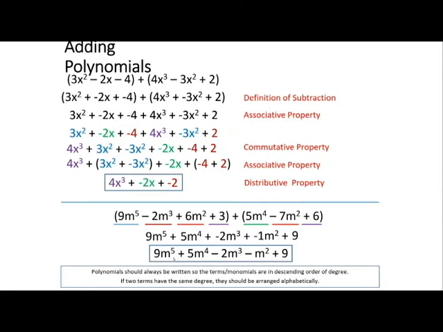Keep in mind that when we're writing polynomials, we always want to write them so that the terms or monomials are in descending order of degree, which means you want your fifths before your fourths, before your thirds, before your squareds, before your constants. If there's a tie, then typically they would be arranged alphabetically, and I'll show you one of those in just a minute.